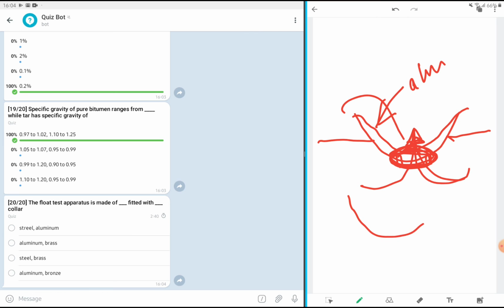Again, let's try to draw the diagram. See, this is made up of aluminum, and this collar is made up of brass. Over this collar, over this orifice, we are going to fix our bitumen sample. The float apparatus is made up of aluminum and it is fitted with a brass collar.